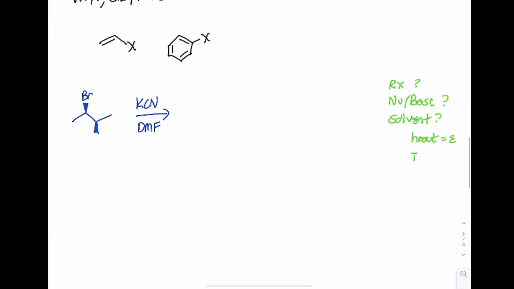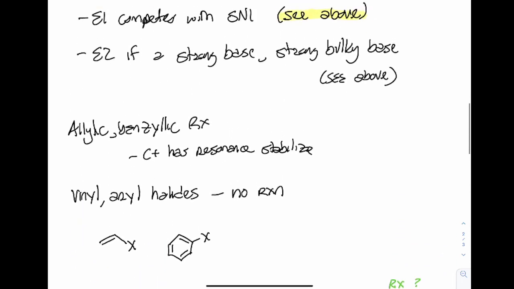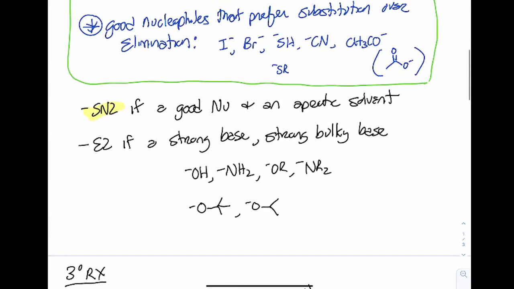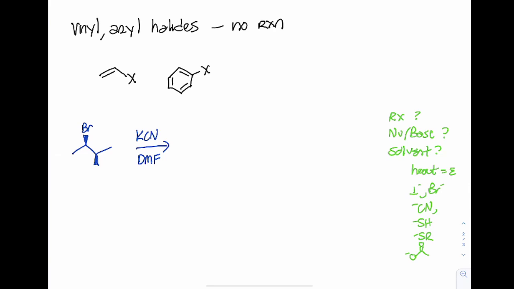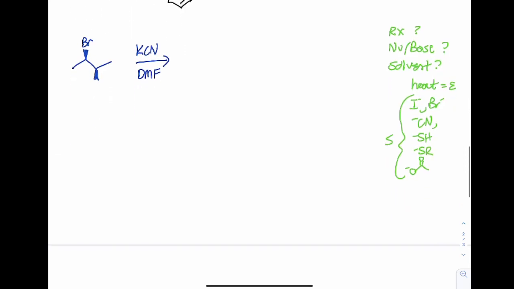So iodide, bromine, cyanide, sulfur with a hydrogen, sulfur with a carbon group, acetate. I think that was all of them. I just want to double check and make sure we didn't miss any. Yep, we're good. So these ones are going to prefer substitution. So that's kind of our checklist as we go through them.